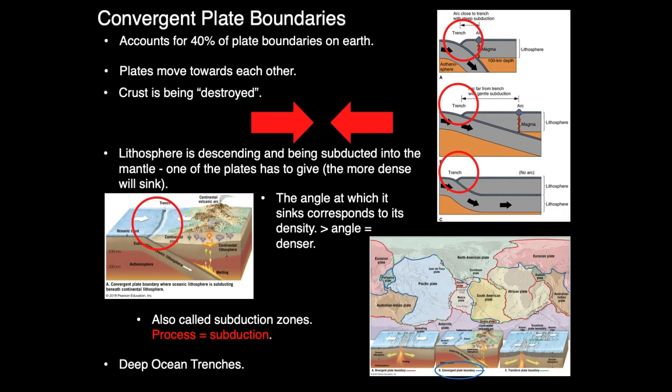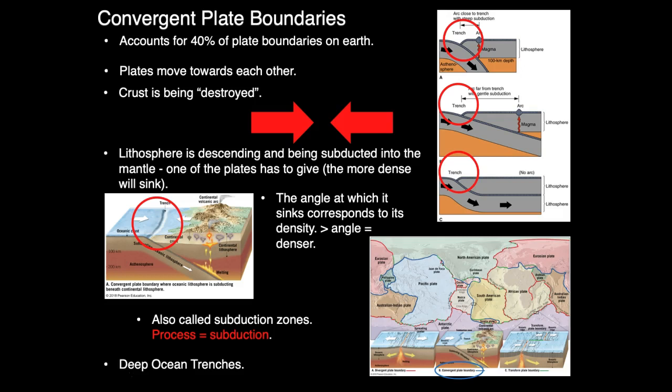So the angle that the leading edge of the subducted plate has as it plunges into the mantle will be greater if that plate's density is much greater than the plate that is overriding it. The angle will also be lower if that plate's density is close to the density of the overriding plate.